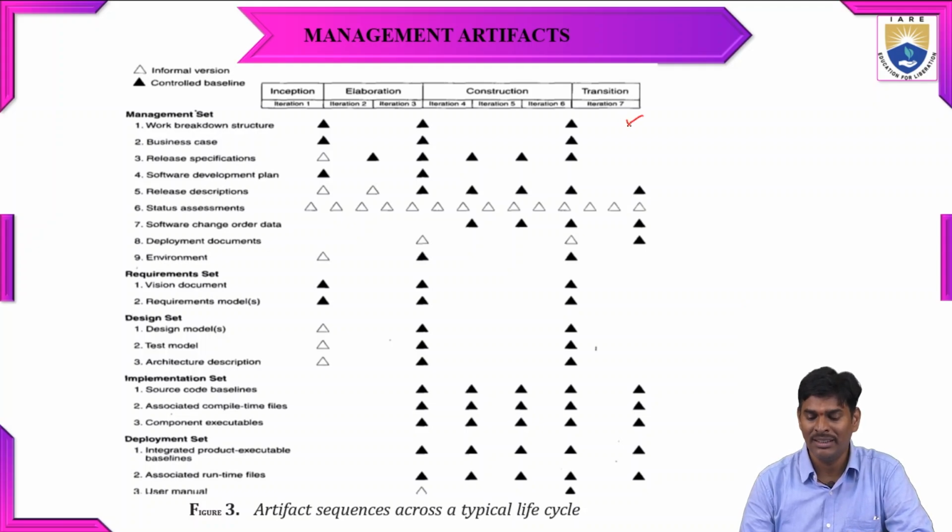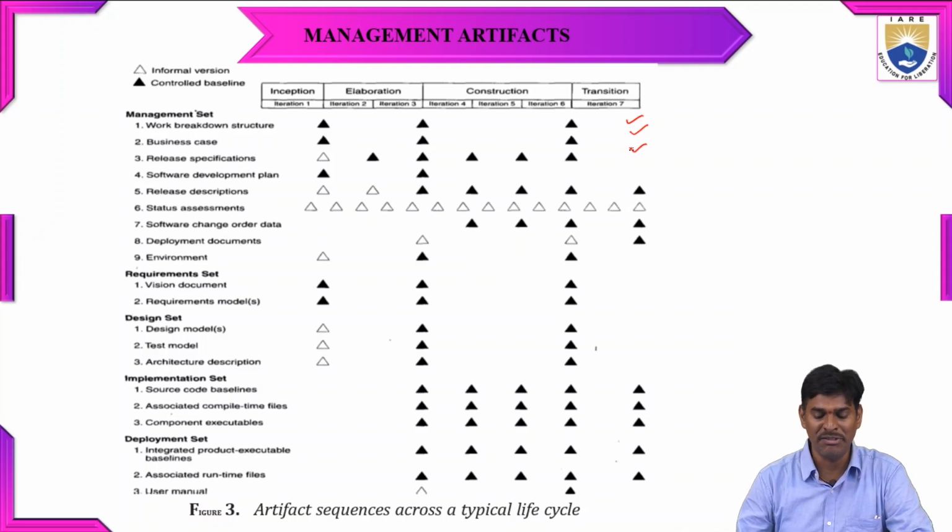Whereas the business case means whether they need to take up this project or not. So there can be different types of business use cases. It is also controlled because they need to verify how much profit they can gain from these business use cases. And the next one is release specifications.